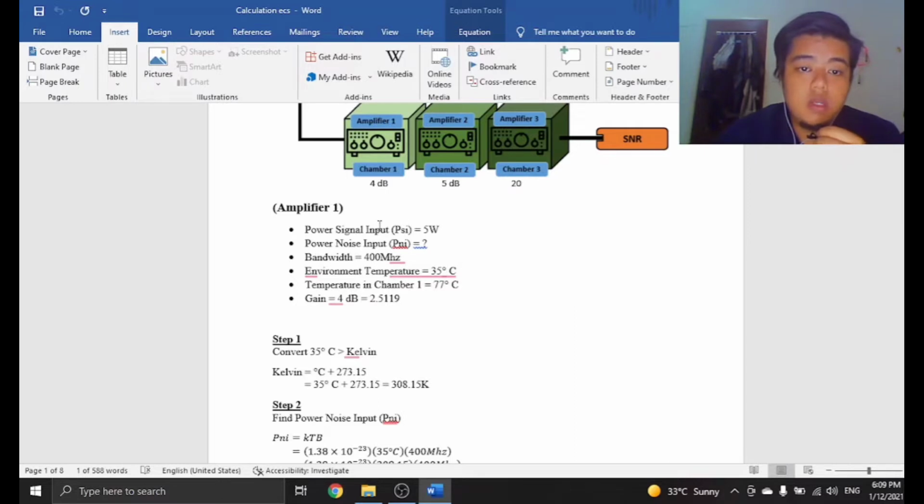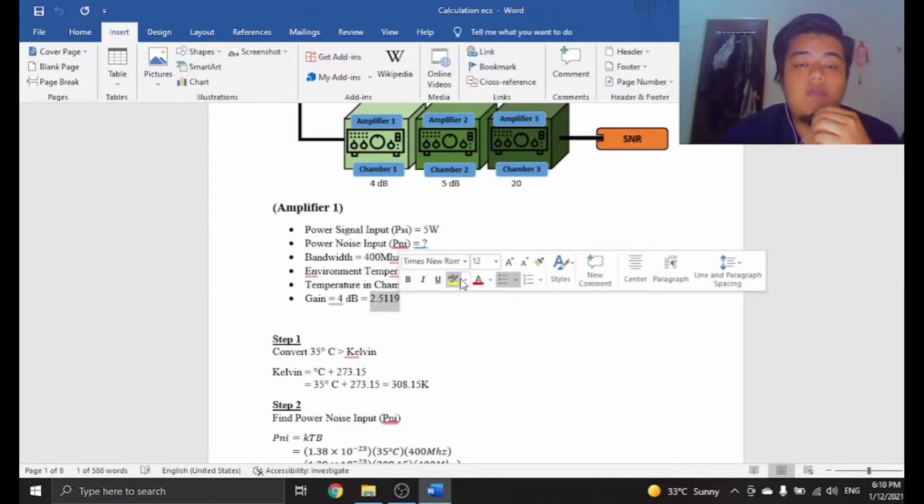The power signal input is 5 watt. The noise input is unknown because we need to calculate it first to get the answer. The bandwidth is 400 megahertz. The environment temperature is 35 Celsius. The temperature in chamber 1 is 77 Celsius. And the gain for chamber 1 is 4 dB, which unitless is 2.5119.